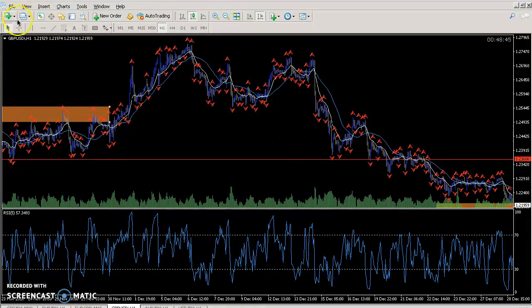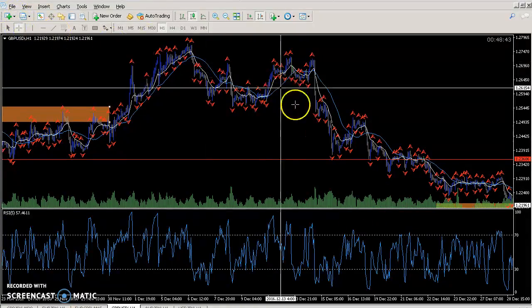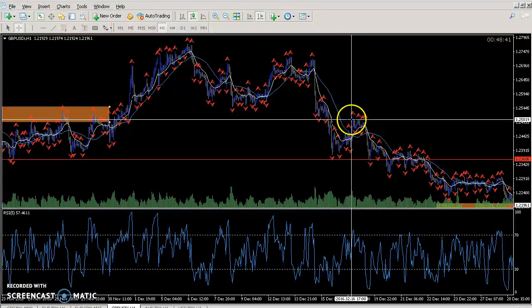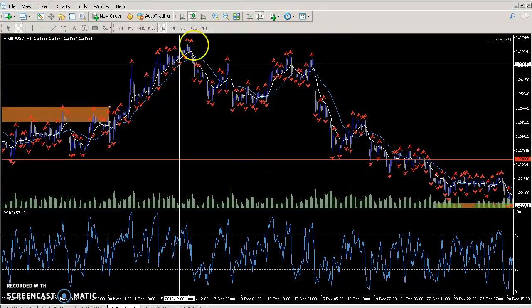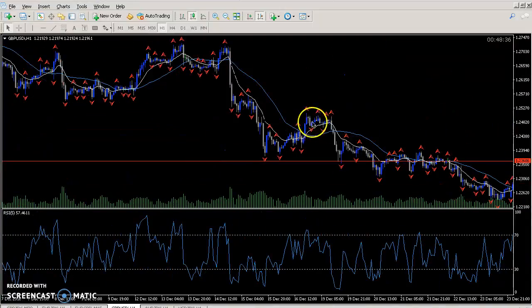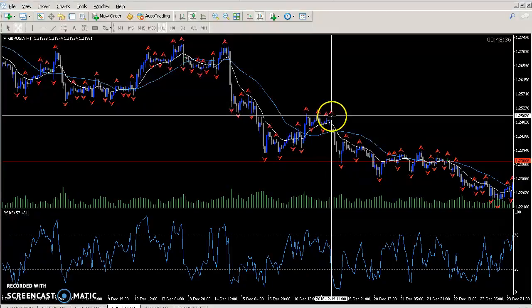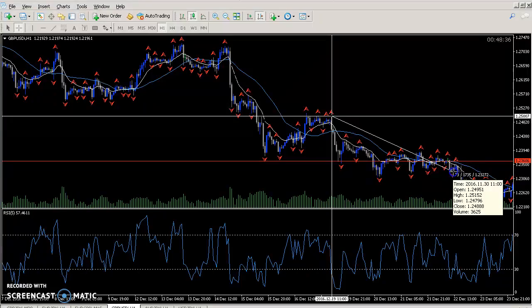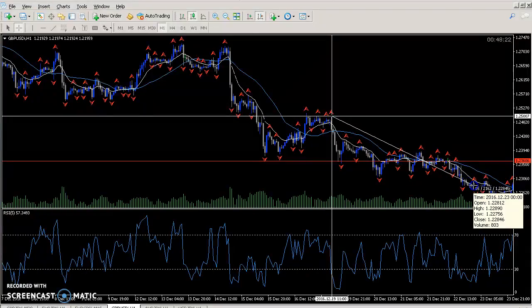Oversold, overbought, as you can see here. Oversold, overbought, clearly right there. Oversold, overbought, and look at this drop. It just dropped. 122 pips here, 173 pips, and it just continued dropping.